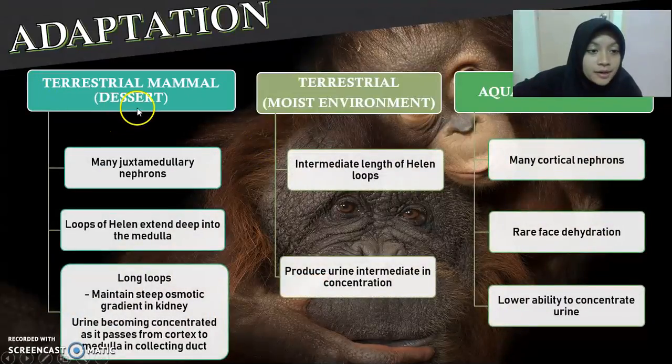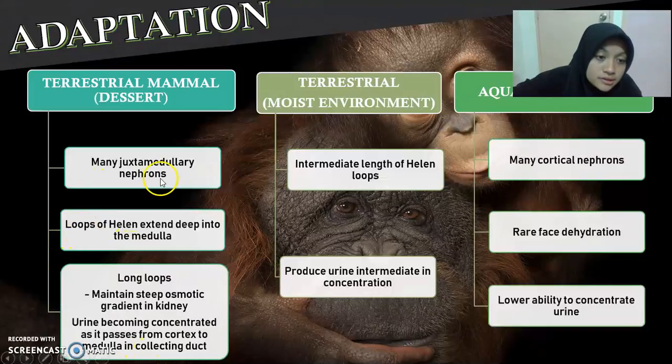So the mammals that live in the desert have many juxtamedullary nephrons. The loops of Henle extend deep into the medulla. The reason for the long loops is to maintain a steep osmotic gradient in the kidney. The urine will become concentrated as it passes from the cortex to the medulla in the collecting duct. So mainly if the juxtamedullary nephron has a longer length, it will produce concentrated urine.